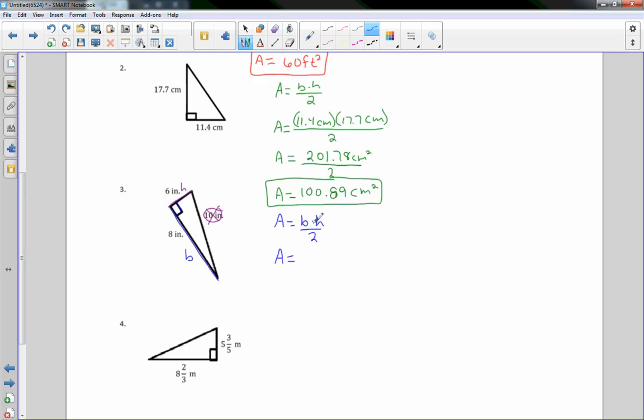Write the formula, substitute in the given. The base is 8 inches. The height is 6 inches. And divide it by 2. So in this problem, no calculator necessary. 6 times 8 is 48. Inches times inches is inches squared. Divided by 2. And then simplify. 48 divided by 2 is 24 inches squared.